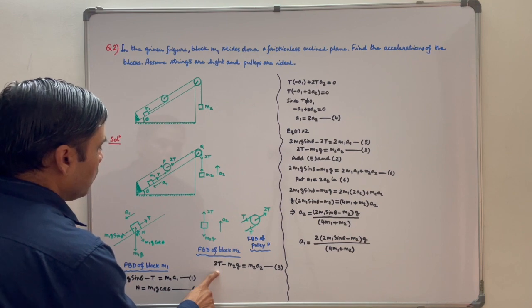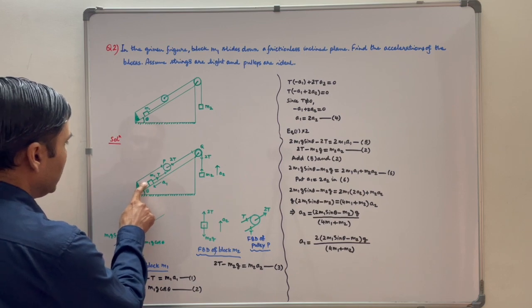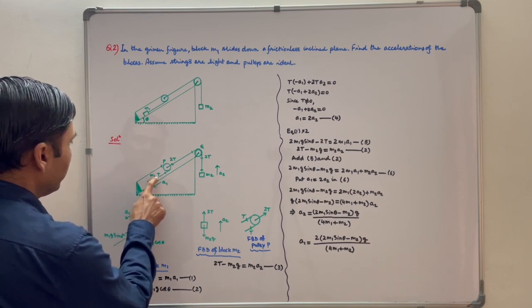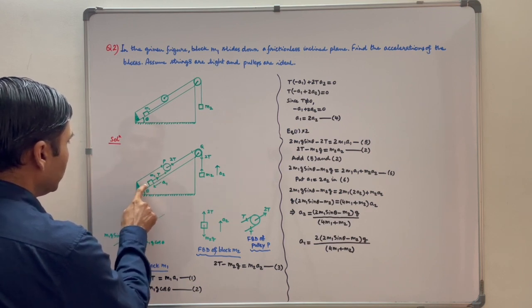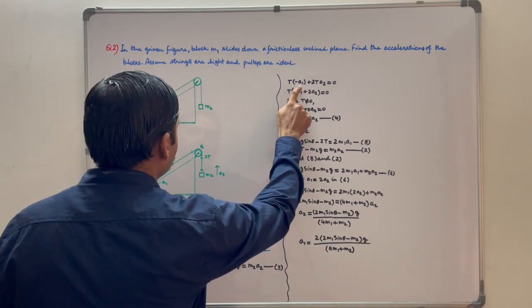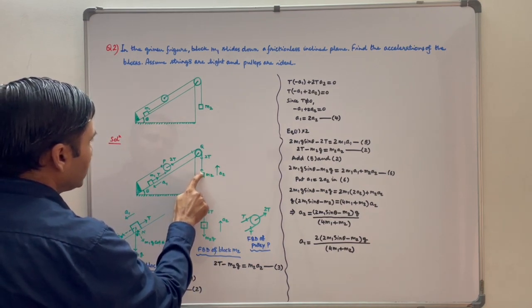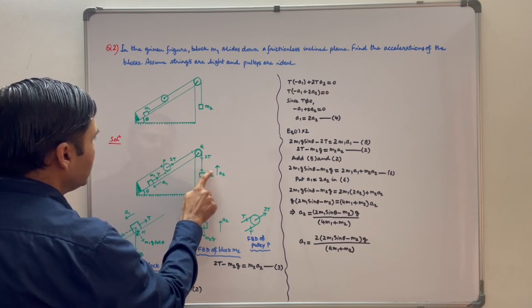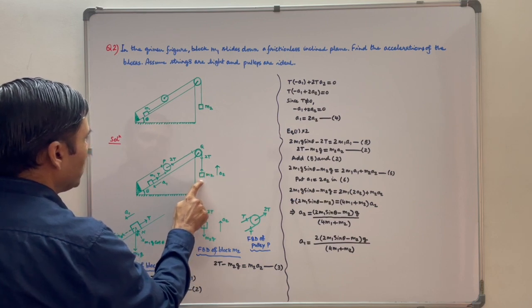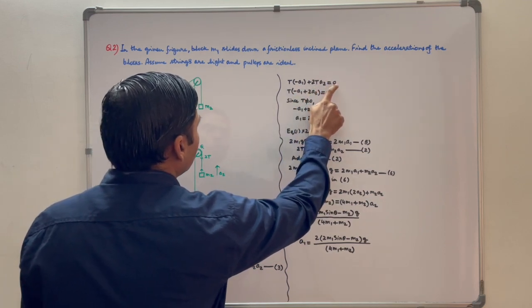We will apply method of virtual work done to figure out constraint relation. Focus on block M1. It is connected to a string whose tension is T. Block is moving downwards. That means force and displacement are in opposite directions. So work done will be negative. We will write T into minus A1. Now focus on this block M2. It is connected to a string whose tension is 2T. Block is moving upwards. That means force and displacement are in same directions. So work done will be positive. We will write 2T into A2. Summation of these two will be equal to 0.